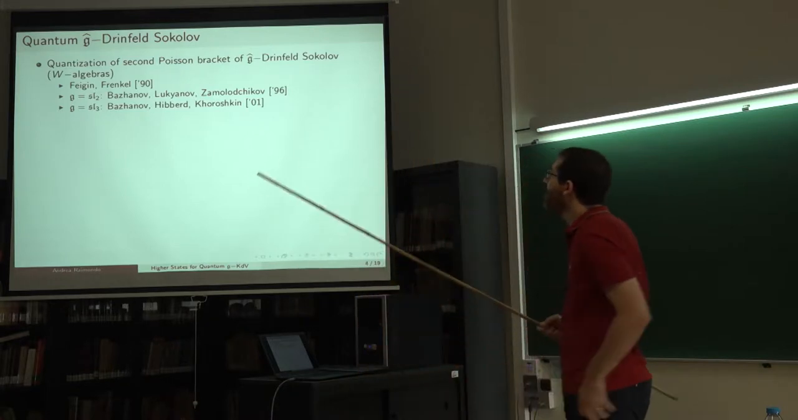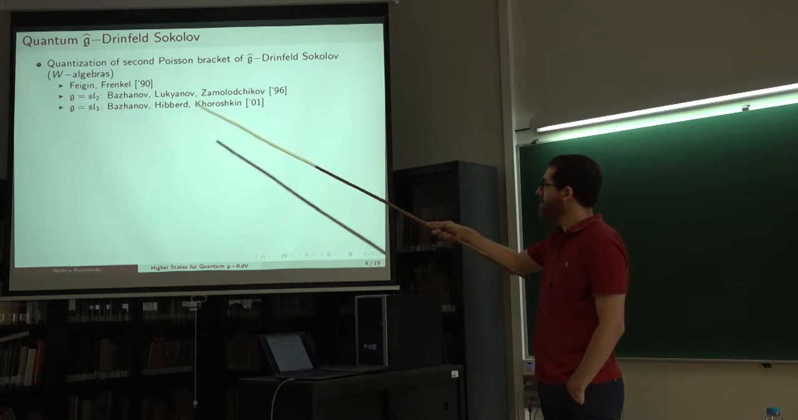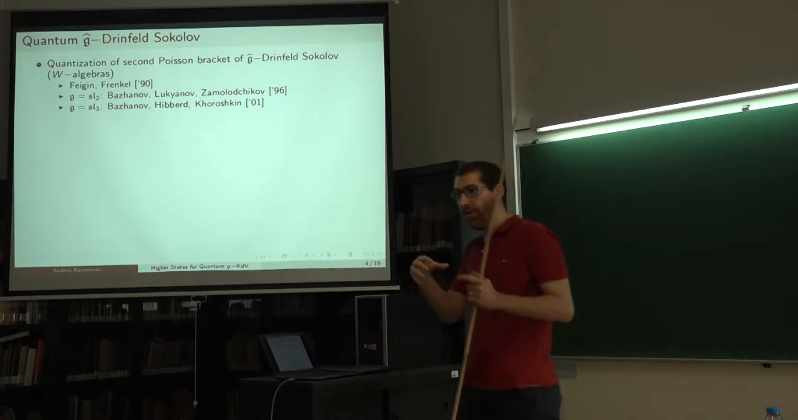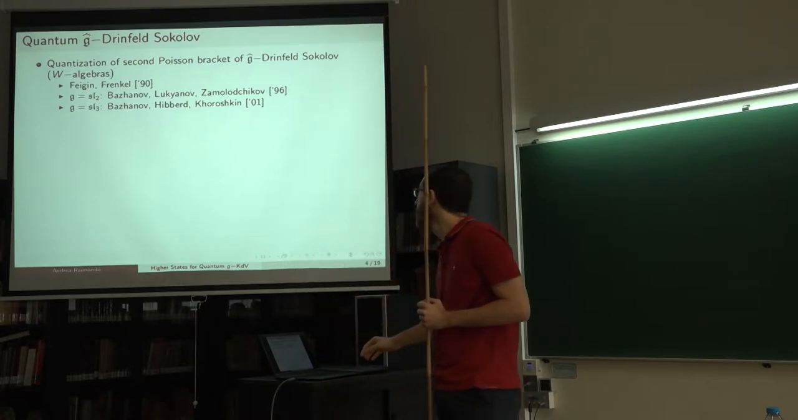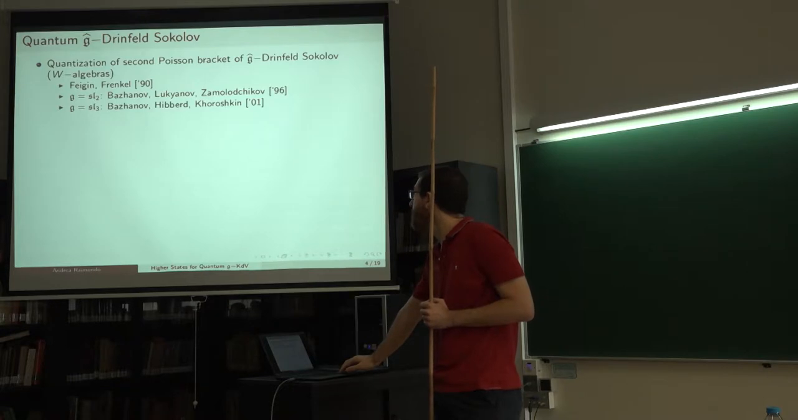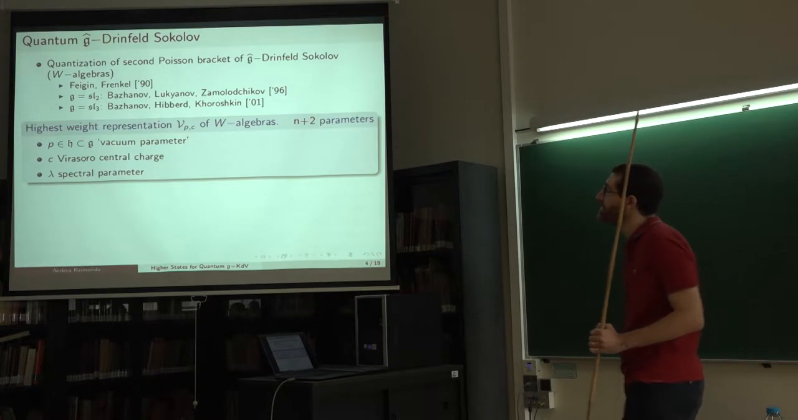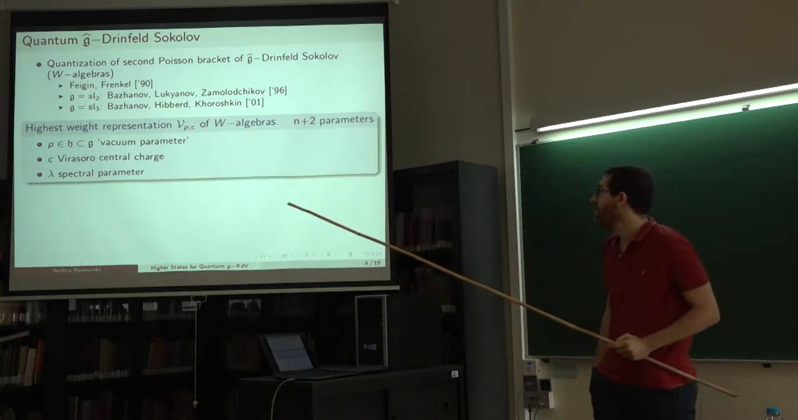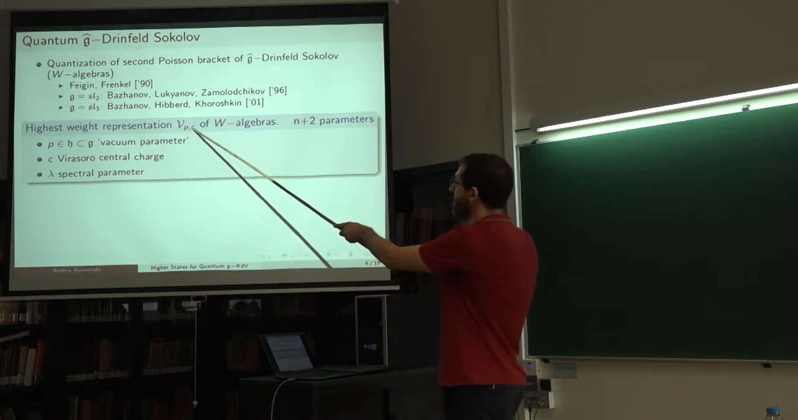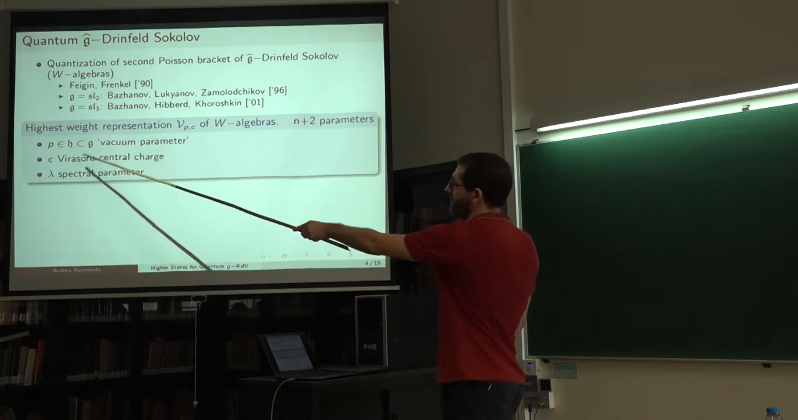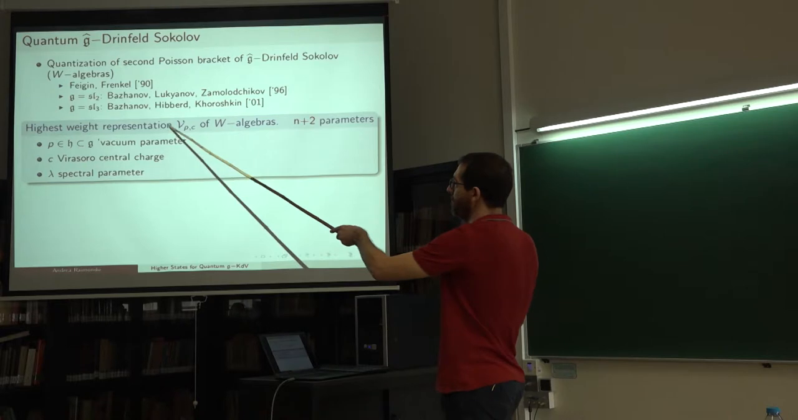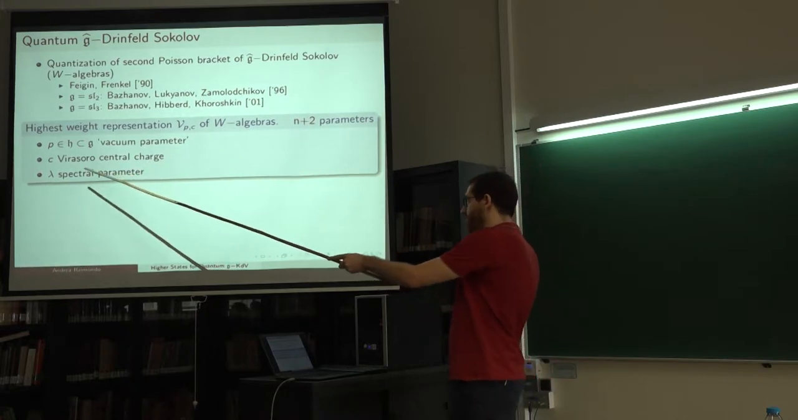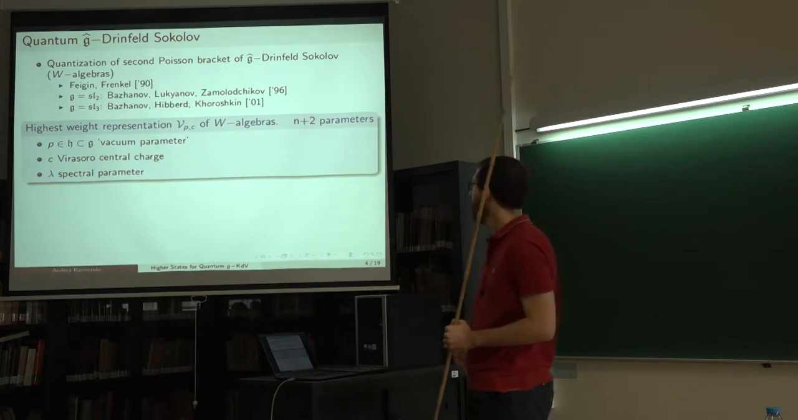But what I will need now are a couple of papers, by Bazhanov, Lukyanov and Zamolodchikov regarding the SL2 case, and Bazhanov, Hibberd, and Khoroshkin in SL3, where there was a more concrete construction of these quantum models. The construction goes as follows. You fix a highest weight representation of this W algebra. In the case of SL2, the W algebra is just the Virasoro algebra. This highest weight representation depends on a couple of parameters. One is p, in h, where h is a Cartan subalgebra of g, called the vacuum parameter. The rank of g is n, so p counts for n parameters. Then you have also c, the Virasoro central charge, which is one more parameter.